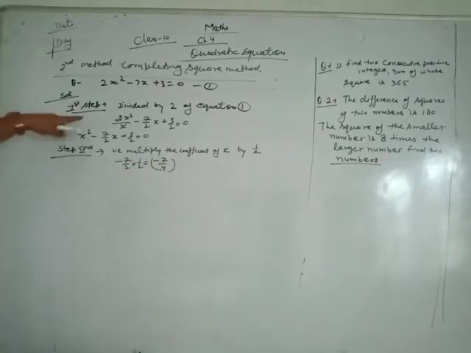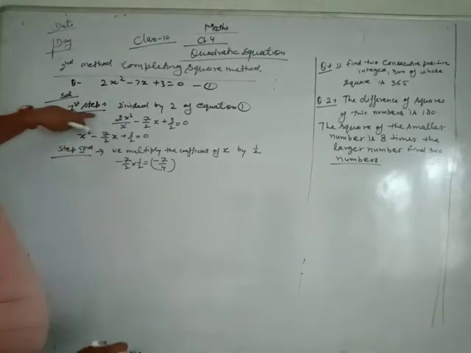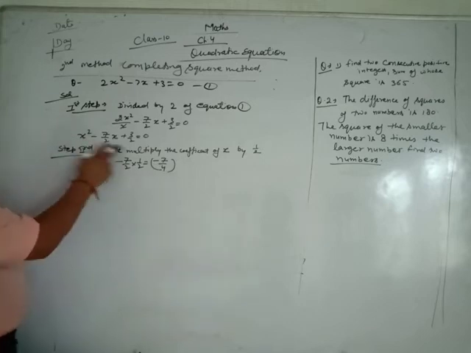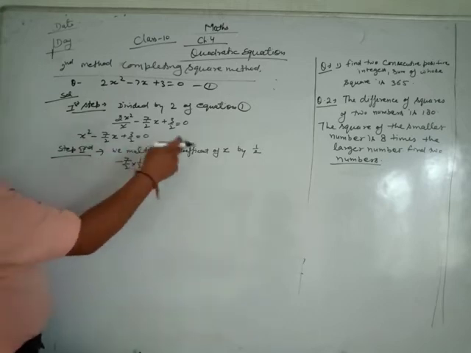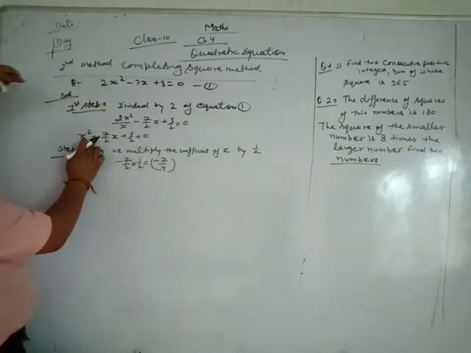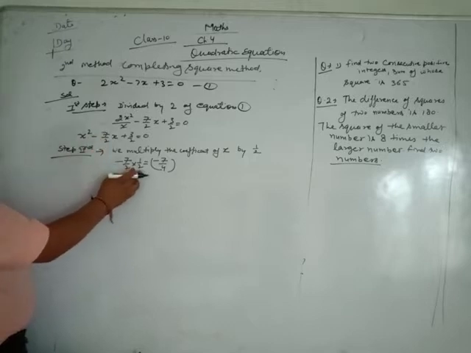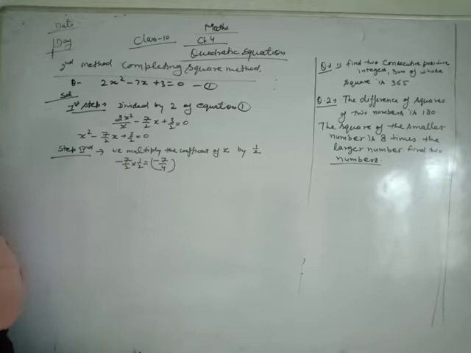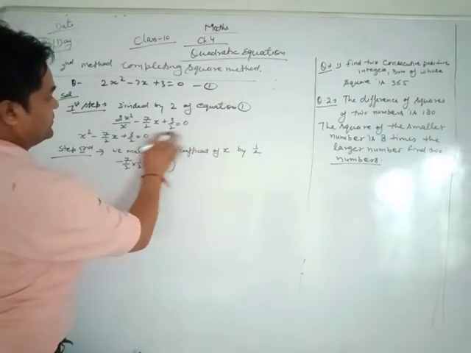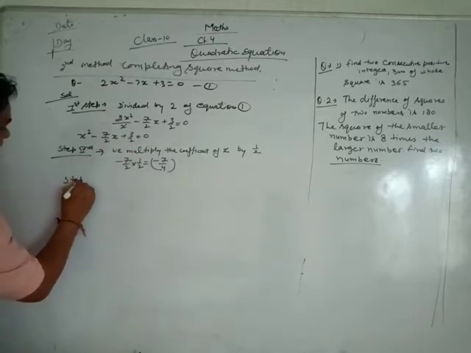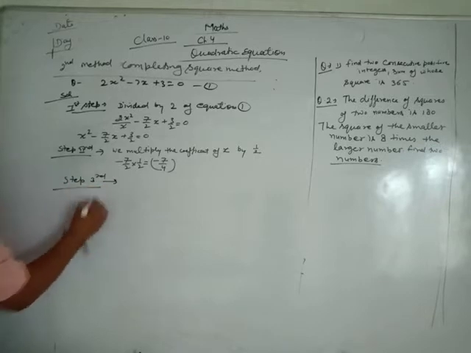Clear? The first step is to eliminate the coefficient of x square. Second, we multiply the coefficient of x by 1 by 2. Here the coefficient of x is minus 7 by 2, then we multiply it by 1 by 2, and we get minus 7 by 4. Now write the third step. Step third, what?